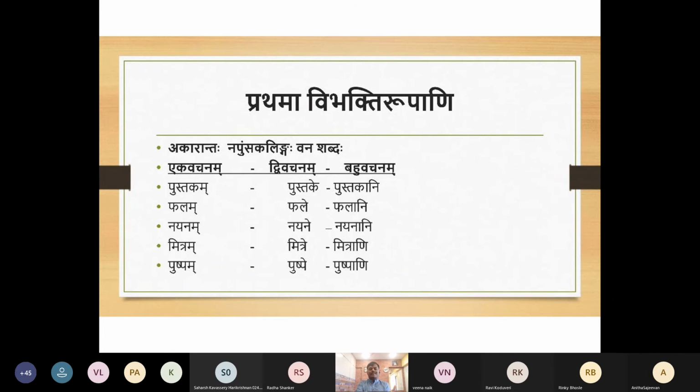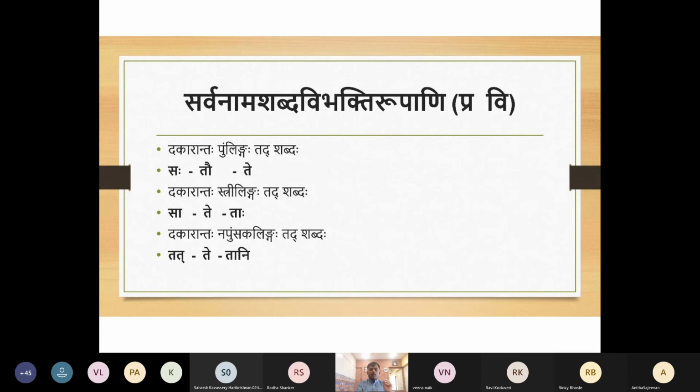Napumsakalinga Shabdaha, Akaranta Shabdaha. Pustakam, Pustake, Pustakani. One book, two books, three or more books. Phalam, Phale, Phalani. One fruit, two fruits, three or more fruits. Nayanam, Nayane, Nayanani. One eye, two eyes, three or more eyes. Mitram, Mitre, Mitrani. One friend, two friends, three or more friends. Pushpam, Pushpe, Pushpani. One flower, two flowers, three or more flowers.